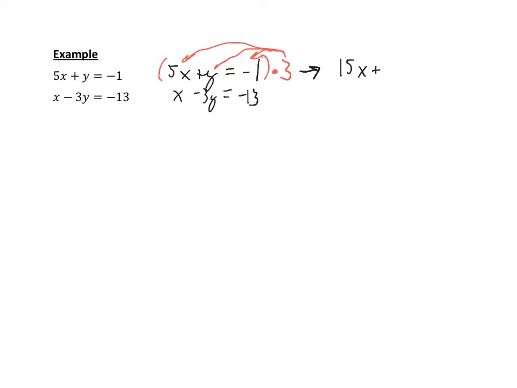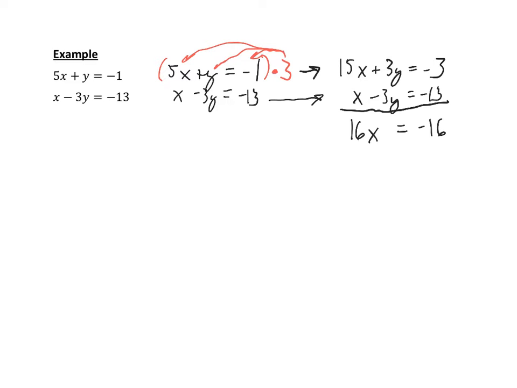15x plus 3y equals negative 3. You have to multiply everything through. Let's keep our original second equation. x minus 3y equals negative 13. Now we can combine those two lines. 15x and 1x makes 16x. Negative 3 and negative 13 is negative 16. I don't have any y's left because positive 3y and negative 3y would cancel each other out. So let's divide by 16 now, and we get x equals negative 1.